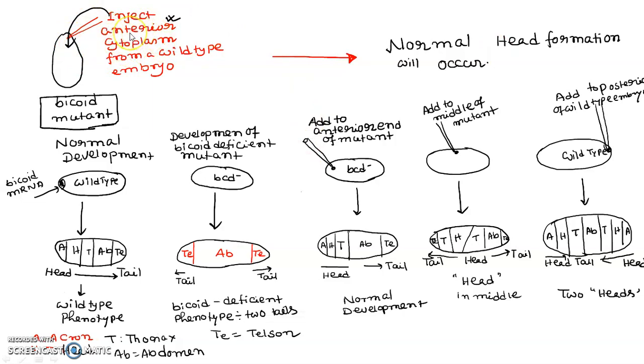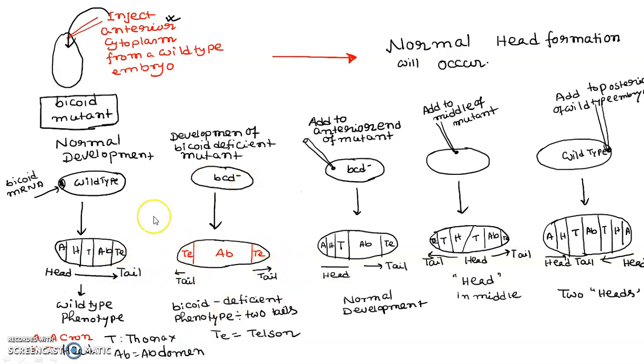Whatever we are injecting, the cytoplasm contains bicoid mRNA, and bicoid mRNA gets translated to form bicoid protein, and that's why normal head development occurs. Now here we can also see this experiment. First, these are normal development, wild type. Bicoid mRNA is on the anterior side, so acron, head, thorax, abdomen, and telson formation. So head to tail formation occurs. It's completely normal wild type development, right?